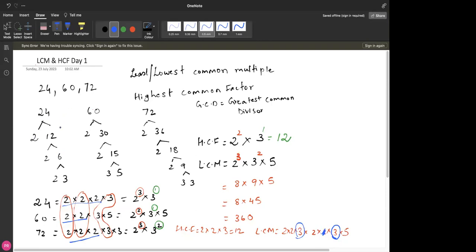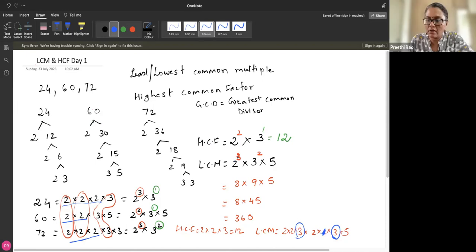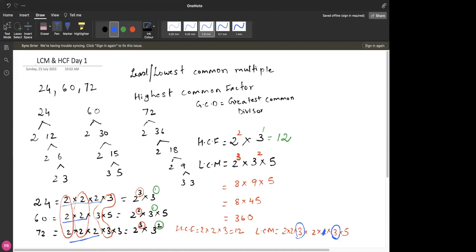The method-wise it is correct, but if we do it prime factorization-wise, exponent-wise, it's coming a different answer. One of them is correct and one of them is different. Which one is wrong? I'm not sure.